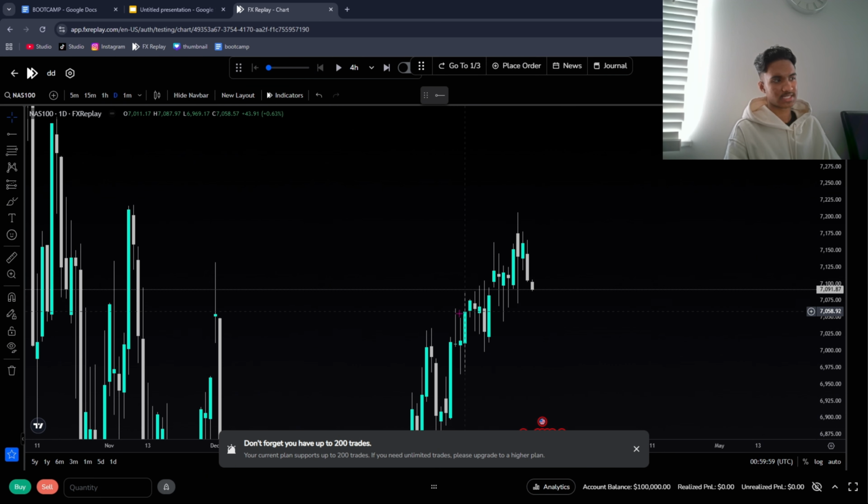Plus, just look at price action in general. It's very wicky. It doesn't look very nice. I want nice, big, juicy candles, like engulfing candles. You get me? Anyway, moving on.